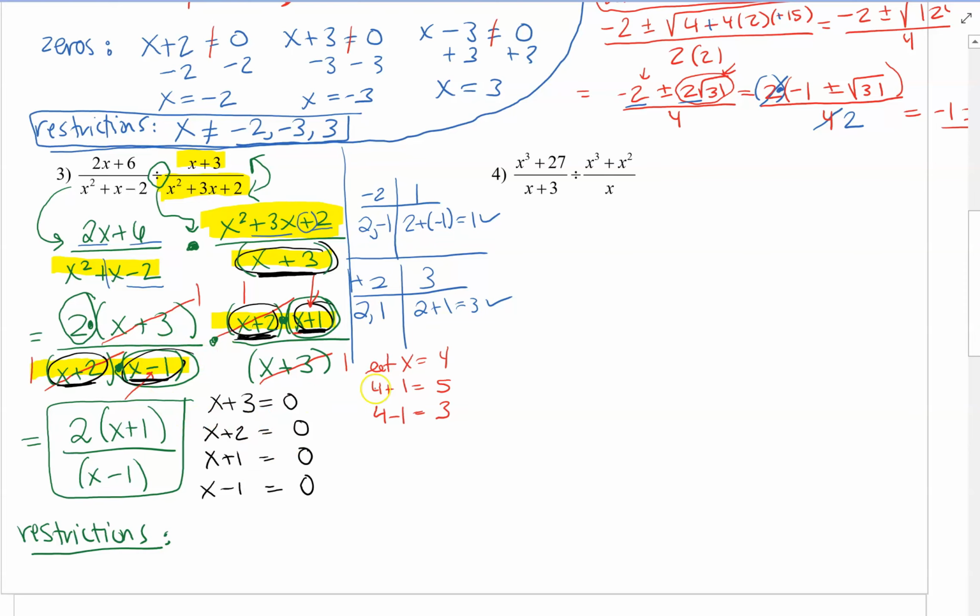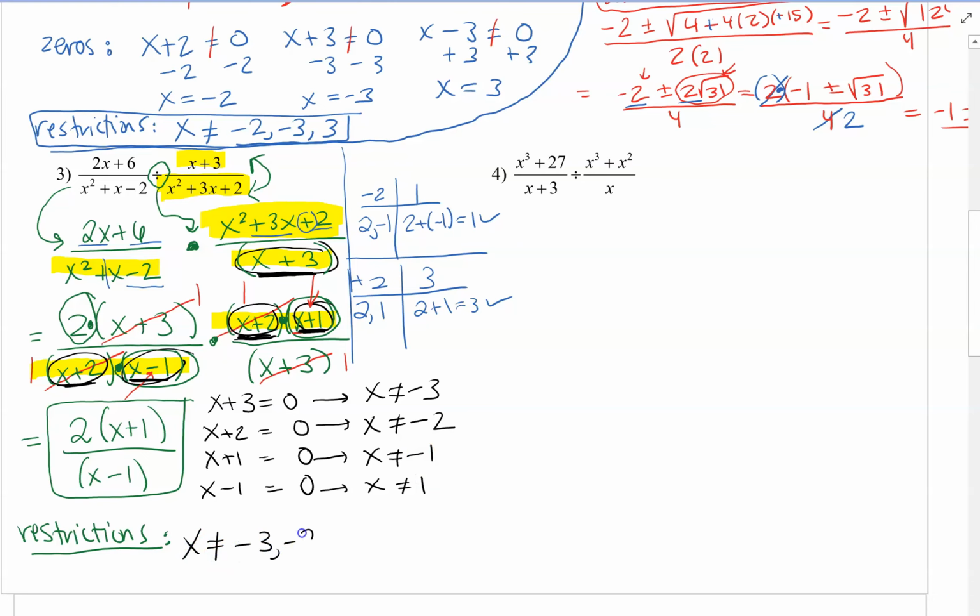So this one here, I can't let x be negative 3. This one here, I can't let x be negative 2. I can't let x be negative 1, and I can't let x be 1. So those are my restrictions. So why don't you guys try number 4? Try simplifying it to see what the final expression would be.